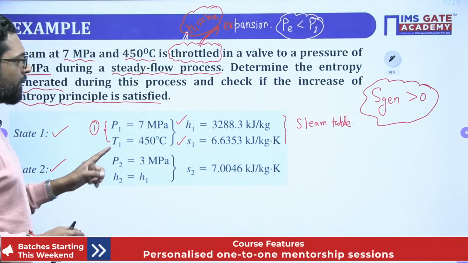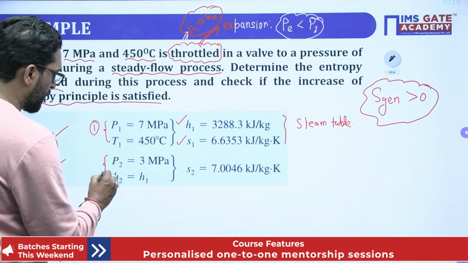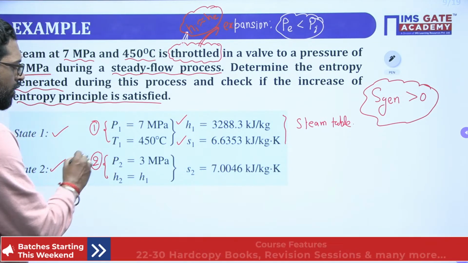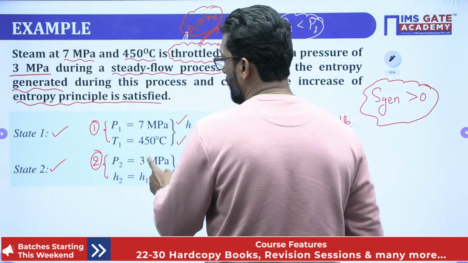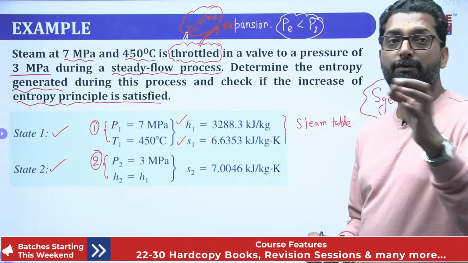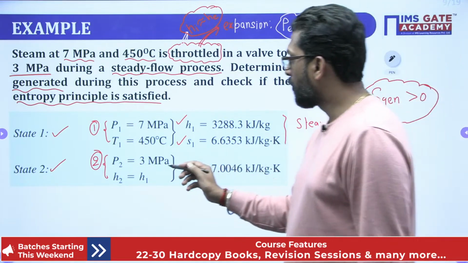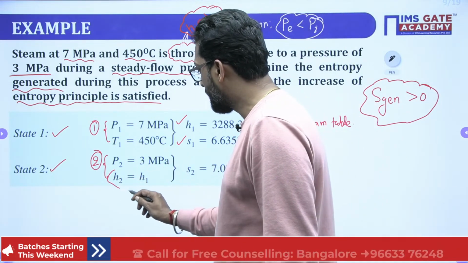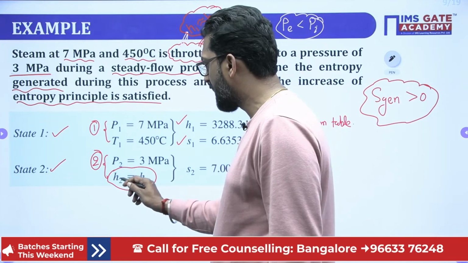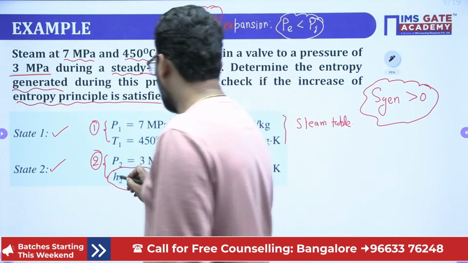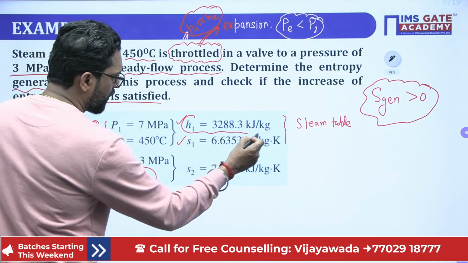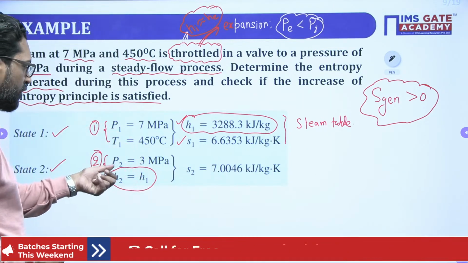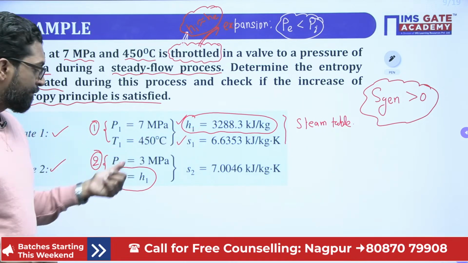we know the pressure, this is state number 2. So how to find state 2? We know that pressure P2, this is very important, is 3 megapascal. How to find the third property so that we can identify the other properties? According to this, we know that after throttling the enthalpy is the same. So we have P2 and we have H1.